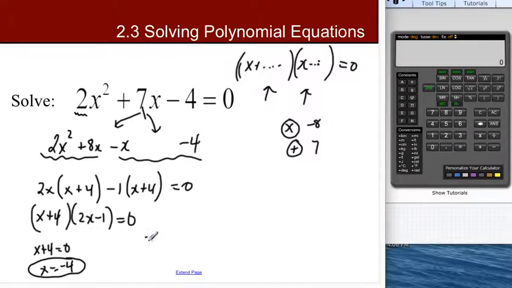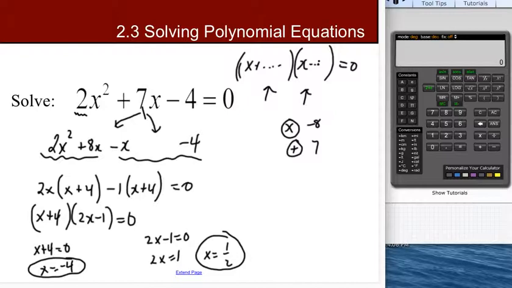And we solve this bracket over here equal to 0, because that will give us when this thing is 0. We get 2x equals 1, and then dividing by 2 we get a half. So there's another solution. We've got two solutions to this equation, and we solved it by factoring. Plug that in there, you get a 0; plug that in there, you're going to get a 0.